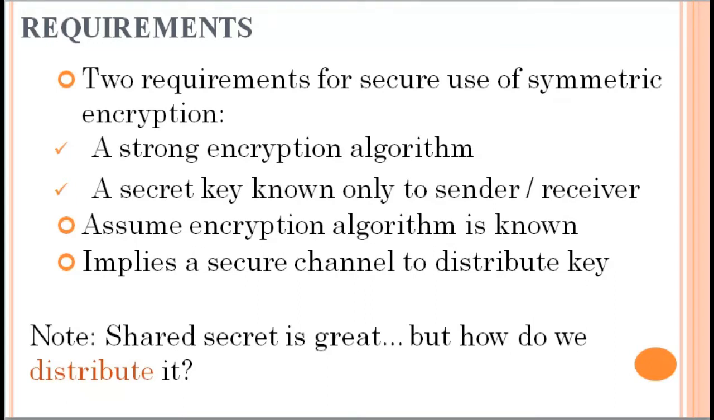The other one is that sender and receiver both know the secret key. This means the sender and receiver must have obtained a copy of the secret key in a secure manner and must keep the key secure. If someone can discover the key and knows which algorithm is used for encryption, then all communication using this key is readable by the intruder or opponent. And we can assume the encryption algorithm is known by everyone.